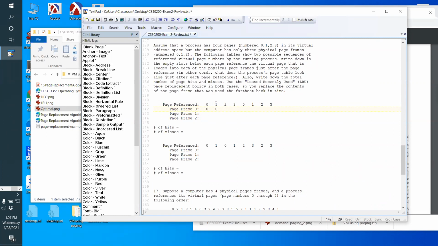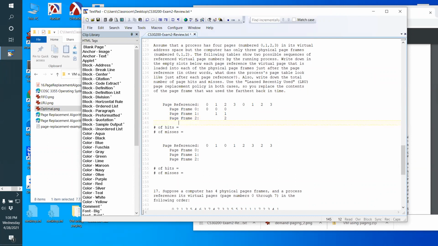Now I need to access page 1. I'll put page 1 in frame 1. Now I need to access page 2. Well, 0 stays where it is, 1 stays where it is, and page frame 2 is empty, so I'll bring in 2 in frame 2. Now, this is starting up the program. Notice when you start up a program, it just page faults itself in. So 0, 1, 2 got page faulted in.